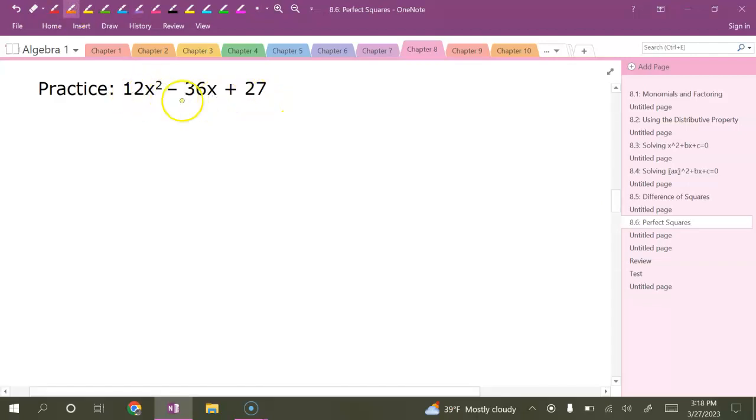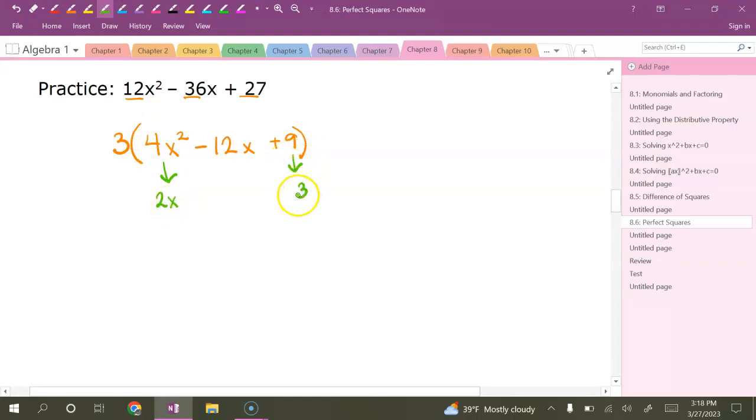Again, this one, when I first looked at it, doesn't look like it's going to work, but looking at the three numbers 12, 36, and 27, I can take a 3 out of all of those. And so it became 4x squared minus 12x plus 9. Then I do my checking. This is a perfect square. I could square root that to 2x. I could square root 9 to 3. The middle term, if I take 2 times 2x times 3, that does give me 12x. So again, we're checking all the boxes here.